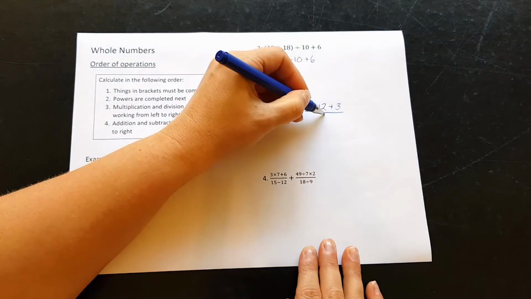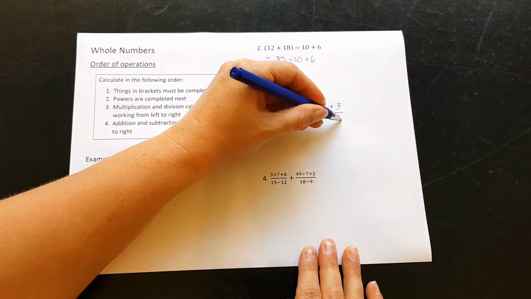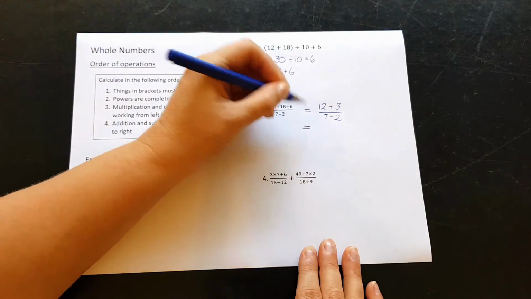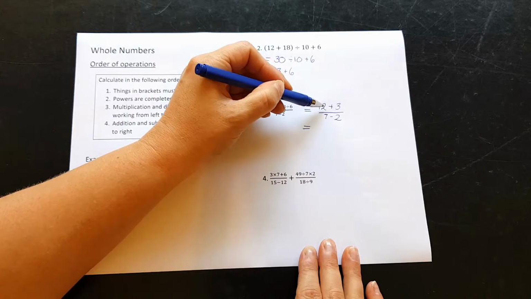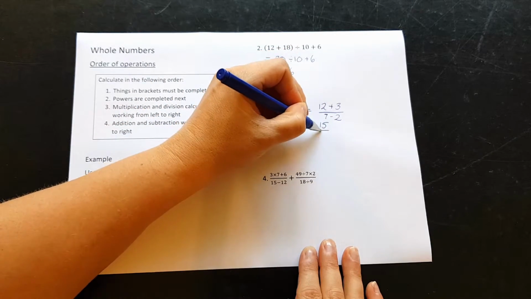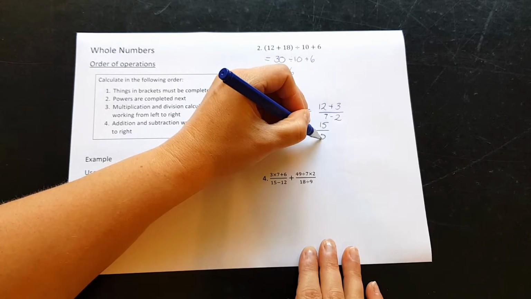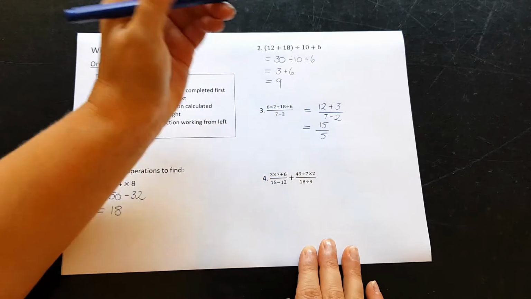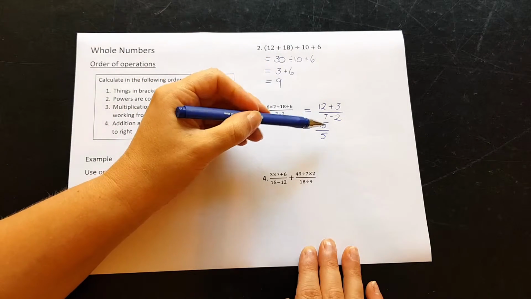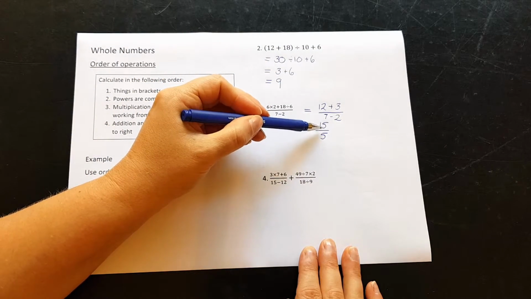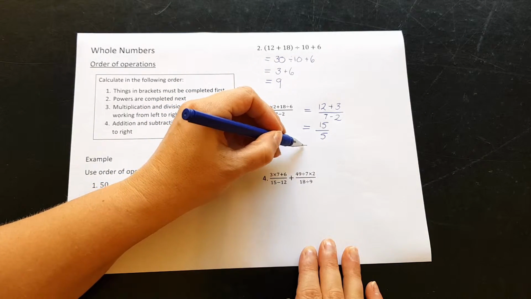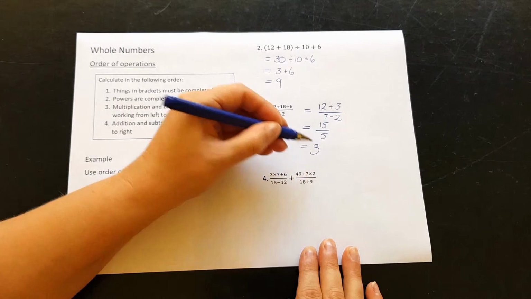Okay, on the bottom, we're going to save that subtraction for later for the next line. Fourth step, addition and subtraction. So let's work those out, the addition now. 12 plus 3 is 15, and 7 minus 2 is 5. So when you have a fraction, it's important that you simplify everything as much as you can first, and then you can do the division that is a fraction. So 15 divided by 5 is 3.